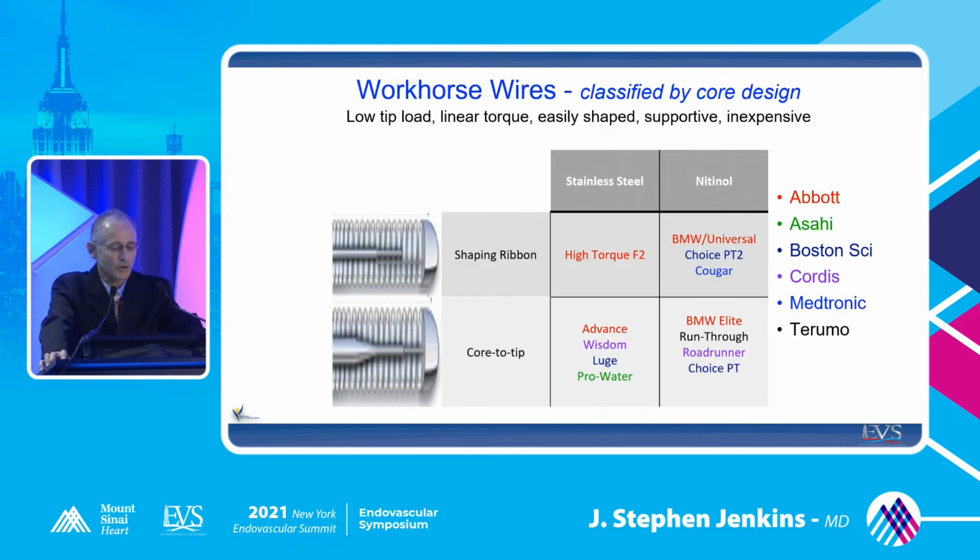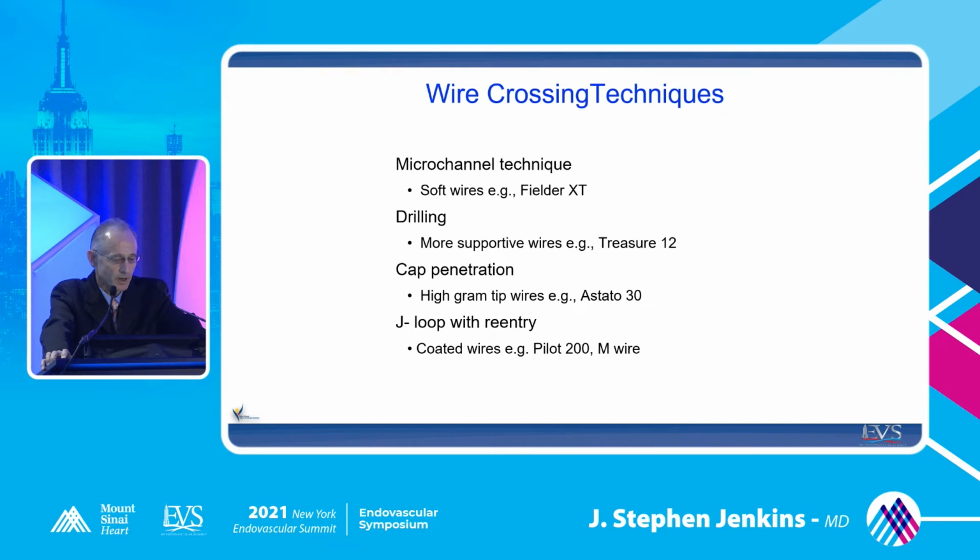So if I look at workhorse wires, you need to have a low tip load. You need to have a linear torque, easily shapeable, inexpensive. My favorites are BMWs and Run-Throughs, but you should probably pick two. You don't need mine. You need to use the ones that are in your lab, the wires that your lab uses, or whoever you get your best pricing from.